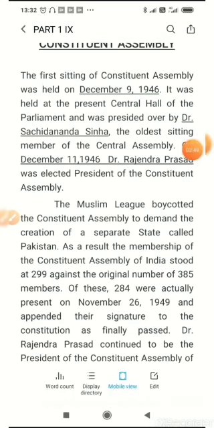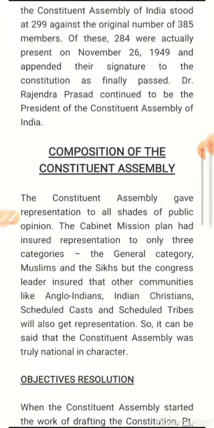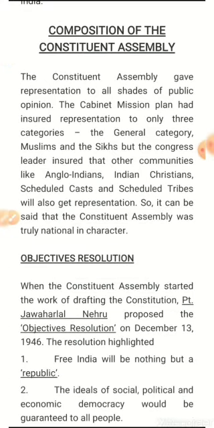Now, during this period, the Muslim League boycotted the Constituent Assembly to demand the creation of separate state called Pakistan. Because of that, the membership of Constituent Assembly of India stood at 299, that was earlier 385. Of these, 284 were actually present on November 26, 1949. So, Dr. Rajendra Prasad continued to be the President of Constituent Assembly of India. So, between December 9, 1946 and August 14, 1947, the Assembly held 5 sessions.